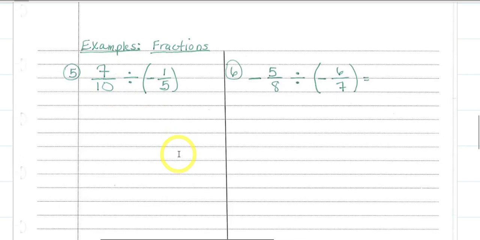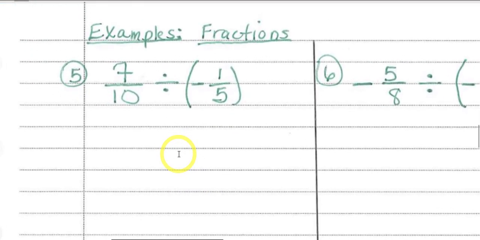So let's get started. For number 5, I have 7/10 divided by a negative 1/5. First I'm going to determine, is my answer going to be positive or negative? Well, a positive fraction being multiplied or divided by a negative is going to equal negative. So my answer will be negative. And now I'm going to focus on the calculation for the fraction.